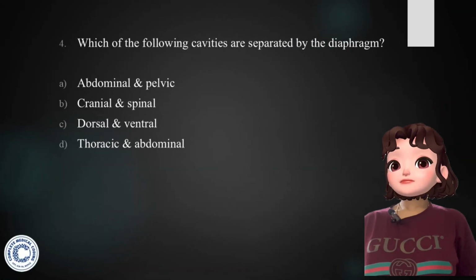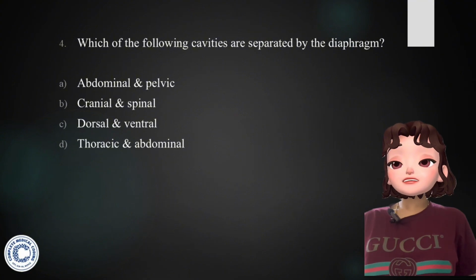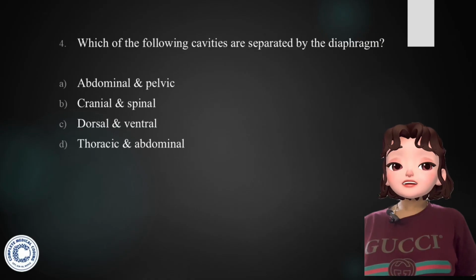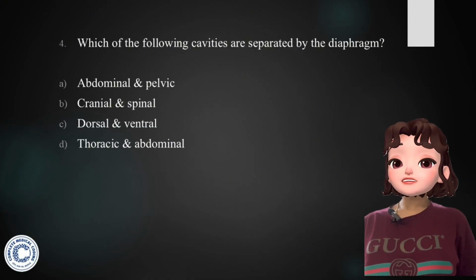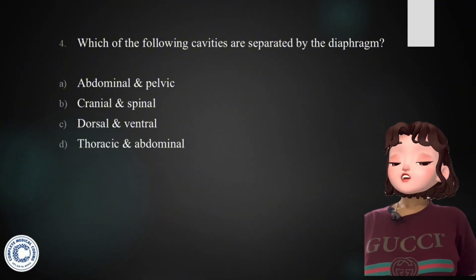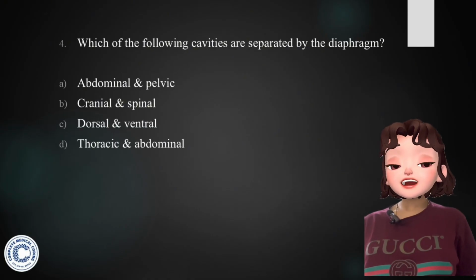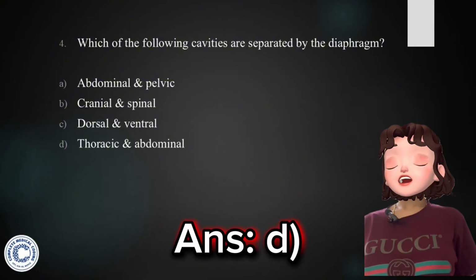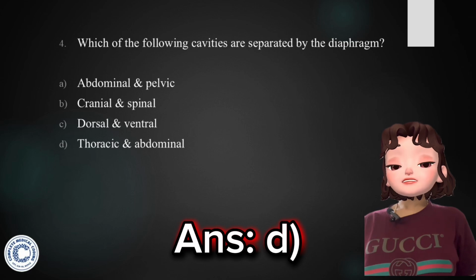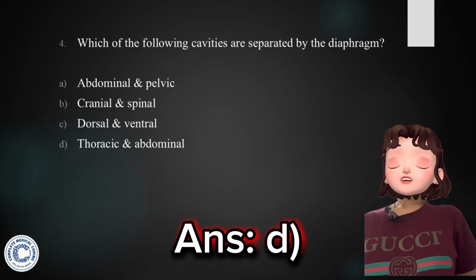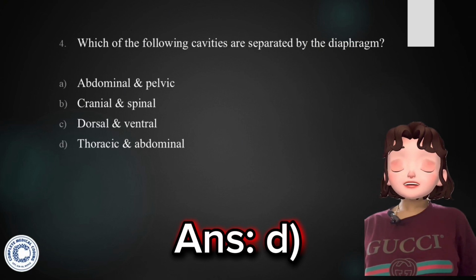Now fourth question. Which of the following cavities are separated by the diaphragm? Option A, abdominal and pelvic. Option B, cranial and spinal. Option C, dorsal and ventral. And option D, thoracic and abdominal. The diaphragm separates the thoracic and abdominal cavities. So answer here is option D, thoracic and abdominal cavities.